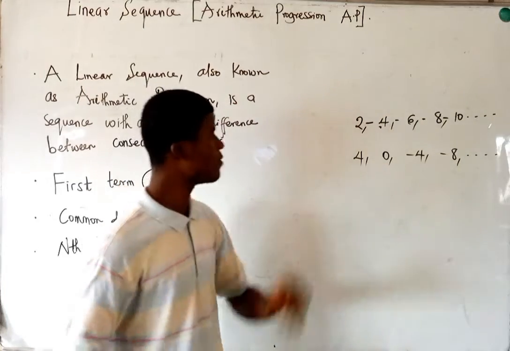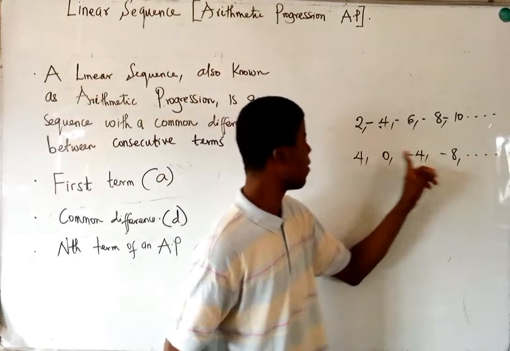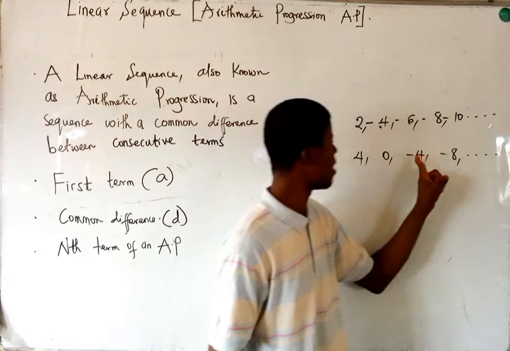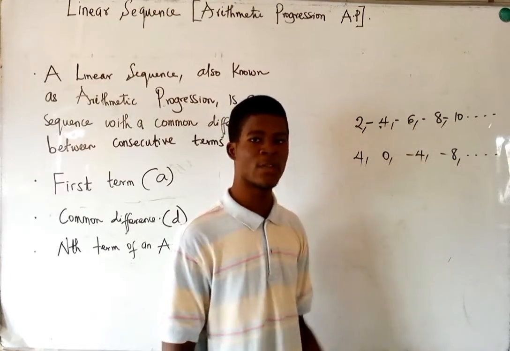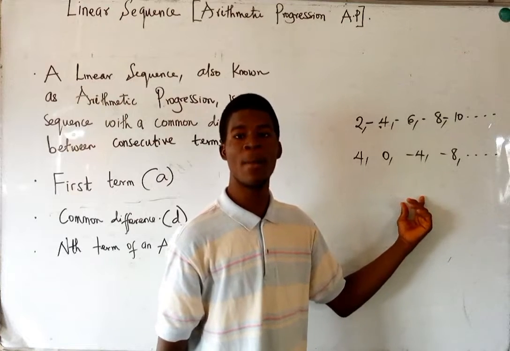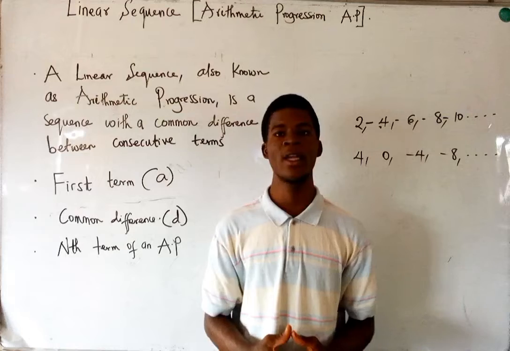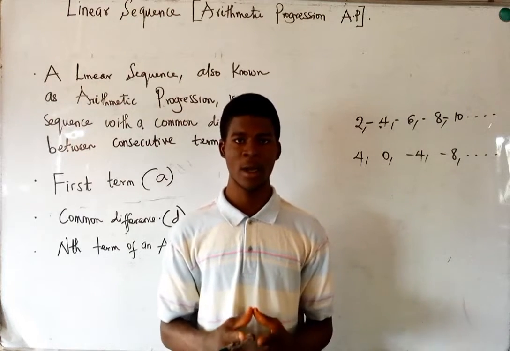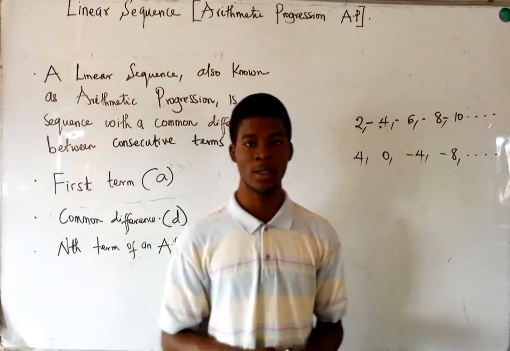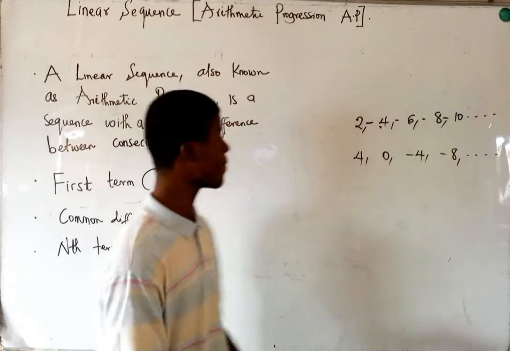Now, observe the same sequence. 0 minus 4 is minus 4. Minus 4 minus 0 is minus 4. Minus 8 minus 4 is minus 4. The sequence continues that way. So for this sequence, the common difference is minus 4. So whenever you're asked to find the nth term or the sum of an AP, always consider the first term, consider the common difference. Very, very important.